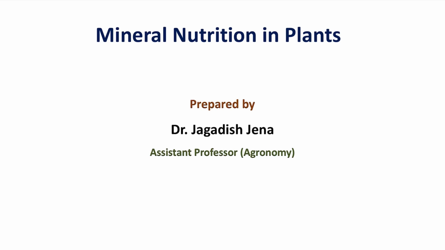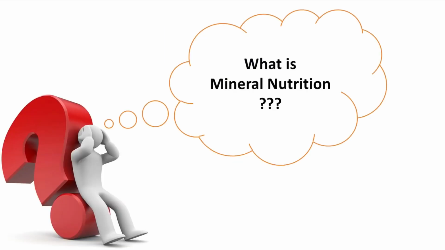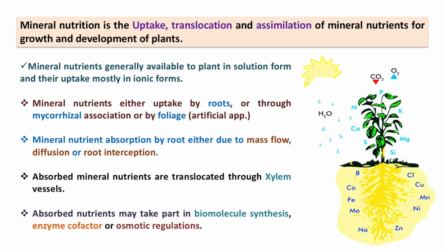So let's dive into today's topic, that is mineral nutrition in plants. What is mineral nutrition? मिनरल न्यूट्रिशन का मतलब क्या है? So mineral nutrition is basically nutrient का uptake, उसका translocation inside the plant system, and how it is assimilated inside the plant system. All this total process is known as mineral nutrition.